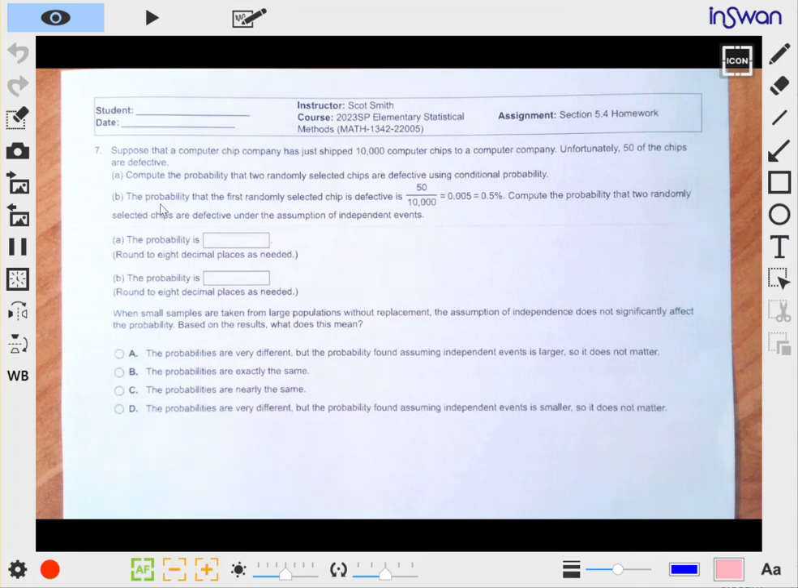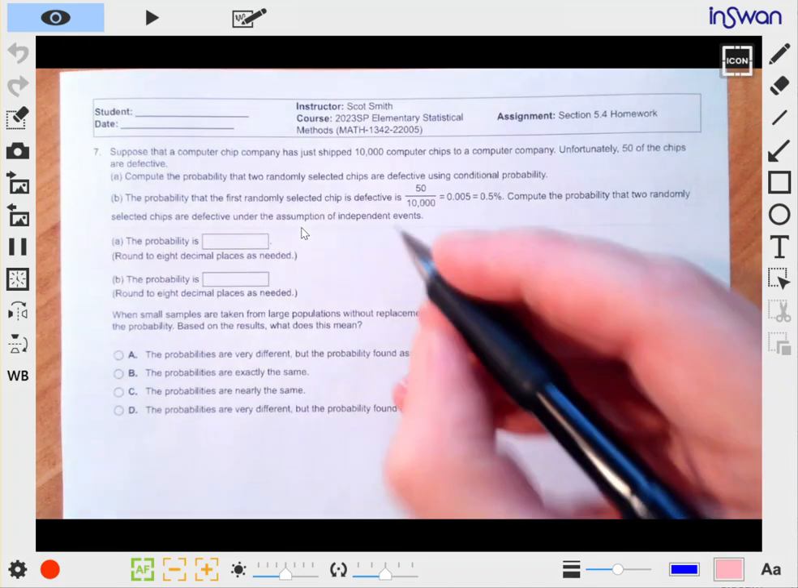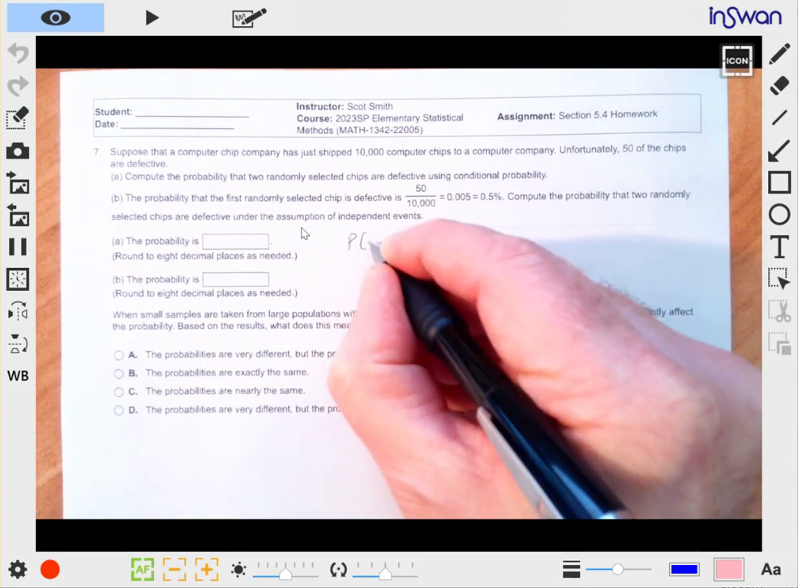And then part B, the probability that the first randomly selected chip is defective is 50 out of 10,000, or 0.005, which is 0.5%, or basically half a percent. Compute the probability that 2 randomly selected chips are defective under the assumption of independent events. So we'll talk about that in a minute. Let's go ahead and do part A. So first of all, we want to find the probability of a defect.